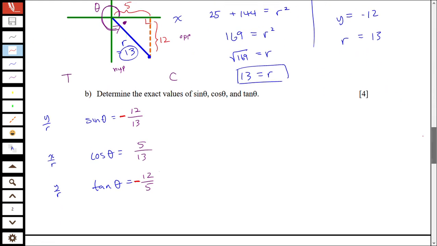And another thing, is the question asking for theta? No, it is asking for the sine theta, cosine theta, and tan theta. It is not asking you to find theta. So don't go ahead and solve for theta. It is not asking you to do that. It's just asking you for these ratios. So once you have these, you're done with the question.